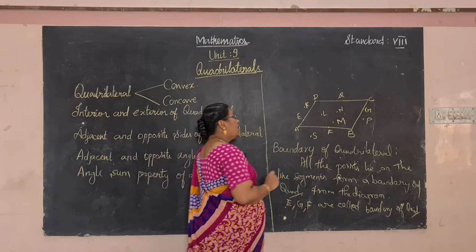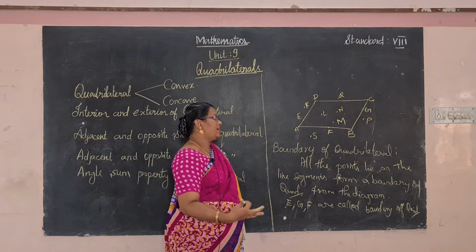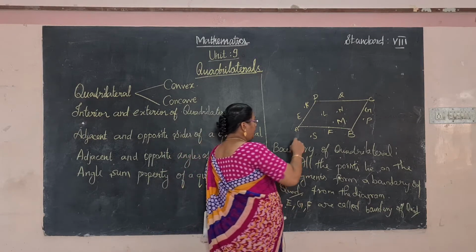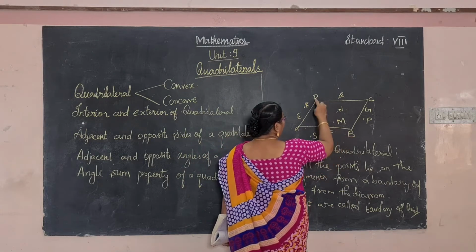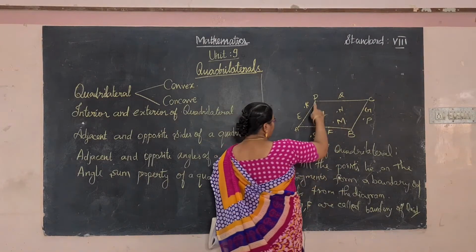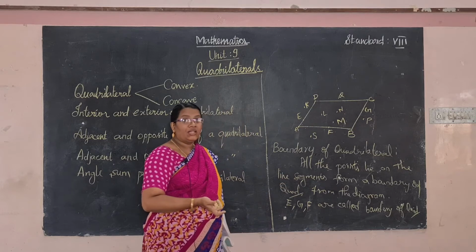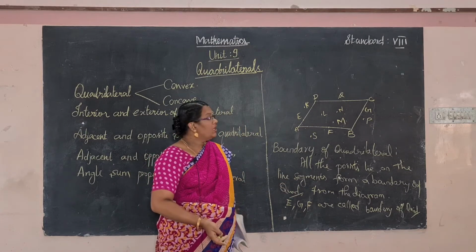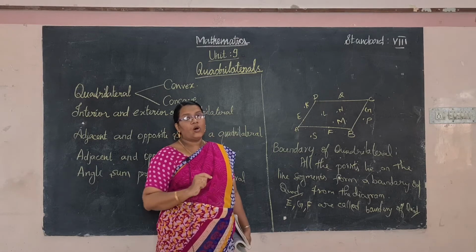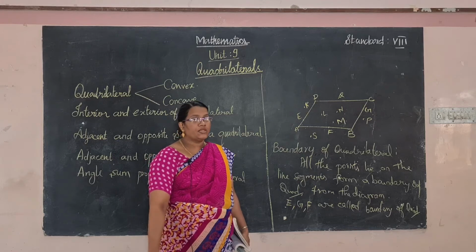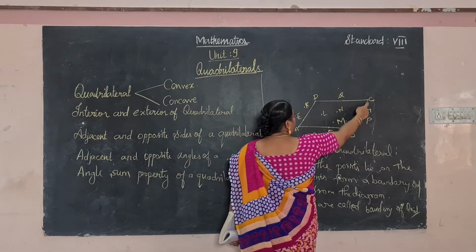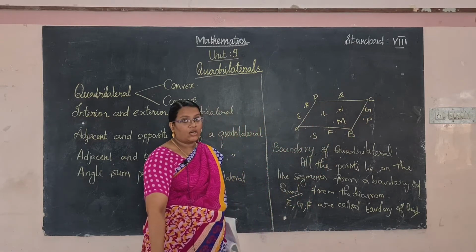Here which are the sides? Which line segments are not having a common point? See here, AB and DC. These are the opposite sides. These line segments do not have a common point, so they are called the opposite sides of the quadrilateral. And AD and BC are also the opposite sides of the quadrilateral.